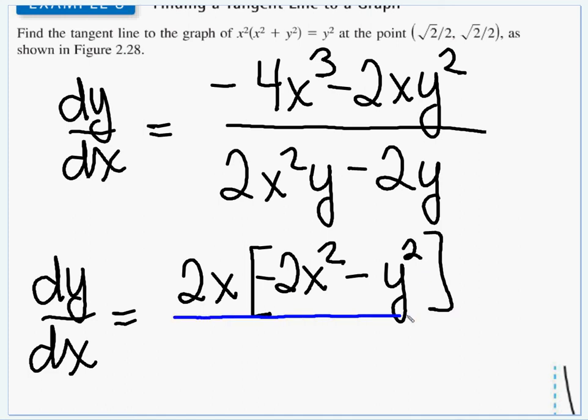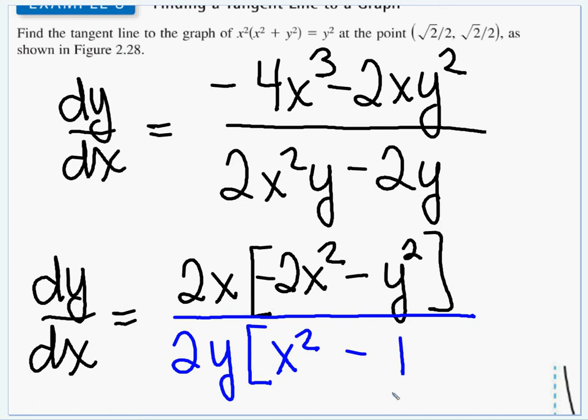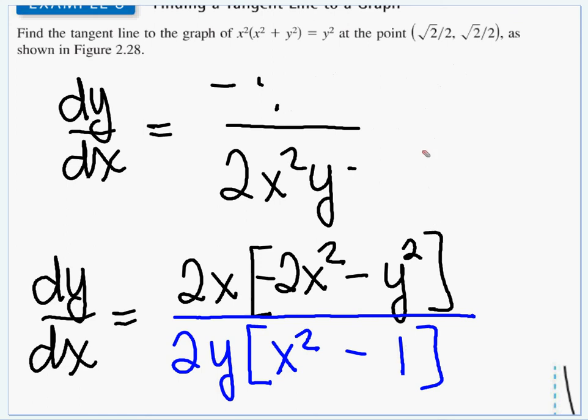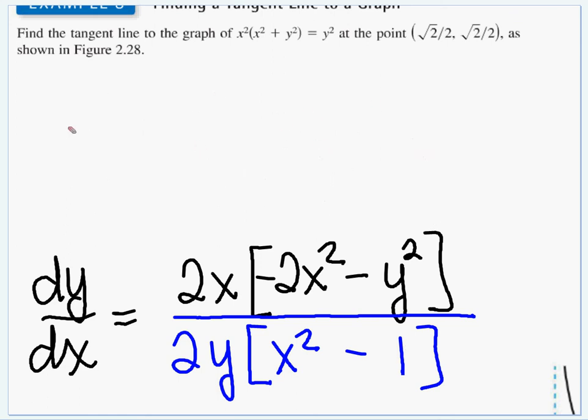In the denominator, we can also factor out a 2 and a y. So after the 2 and the y come out, that's going to leave an x squared and a minus 1. And we'll close off that. Now we're getting ready to plug the point in, but let's make a little note here. Our point is root 2 over 2, comma, root 2 over 2. So we're going to replace the x's and the y's with the exact same thing.